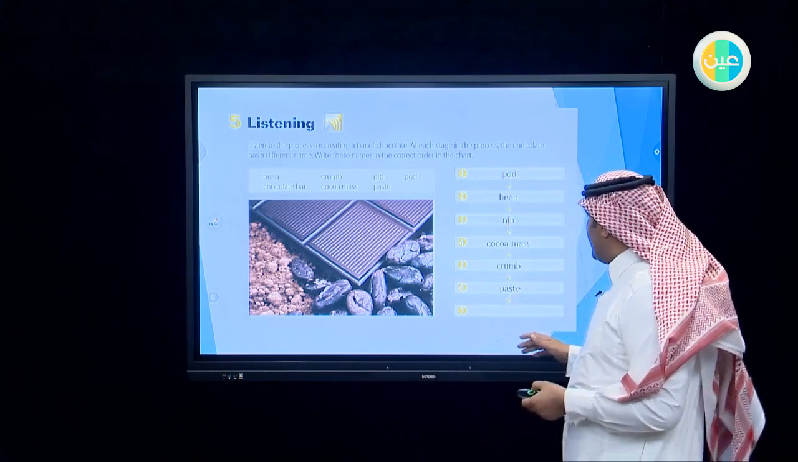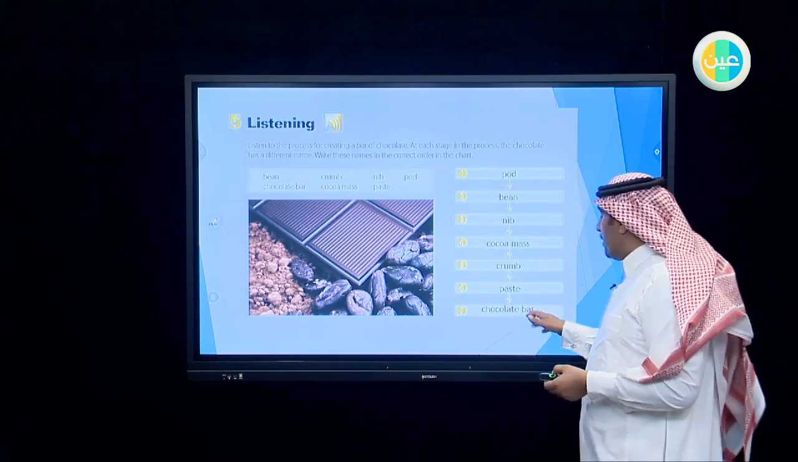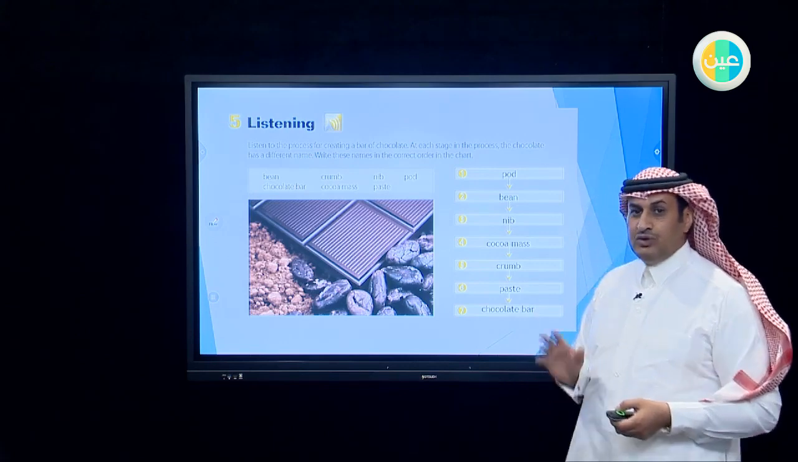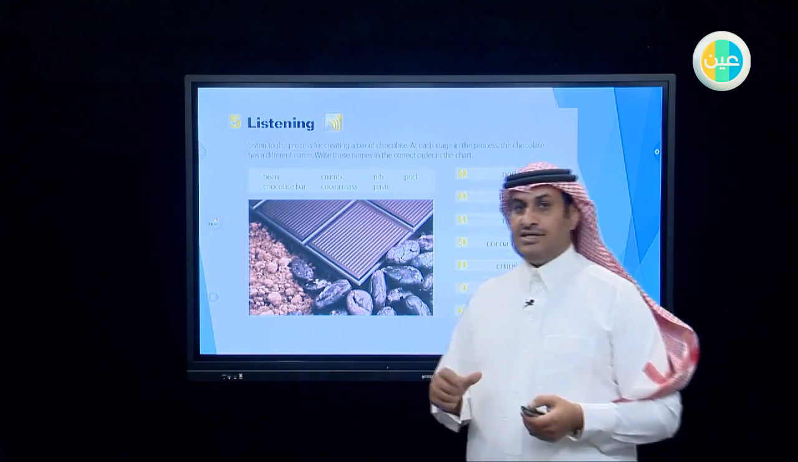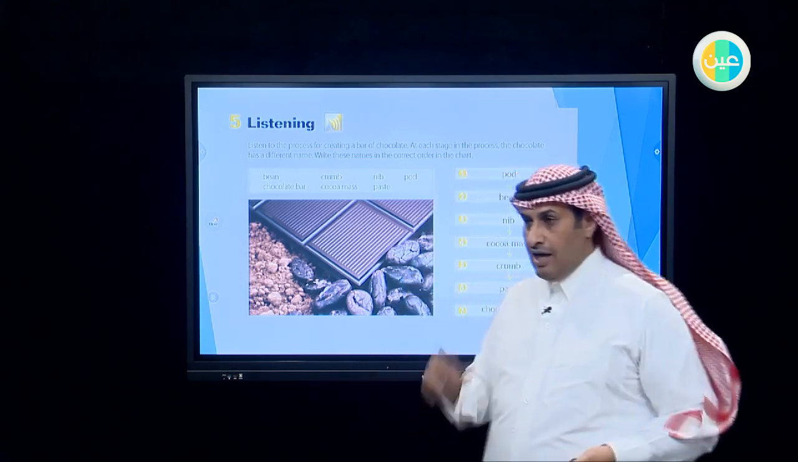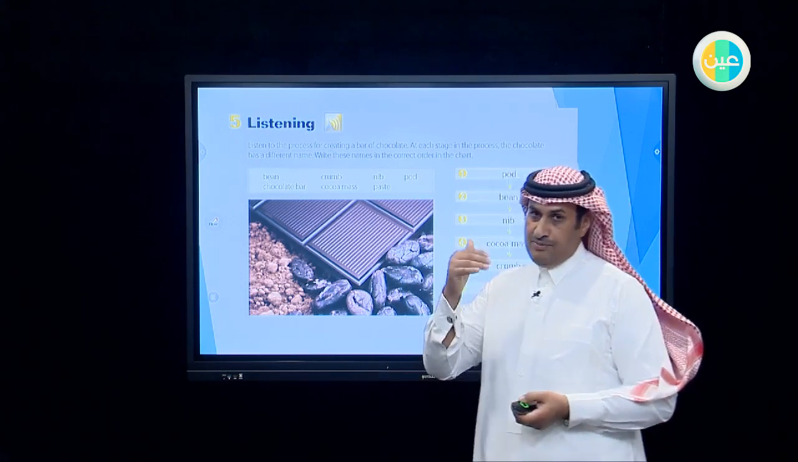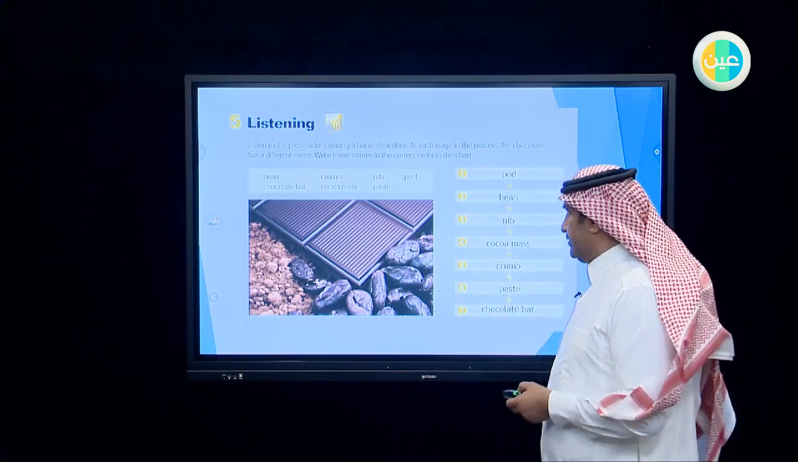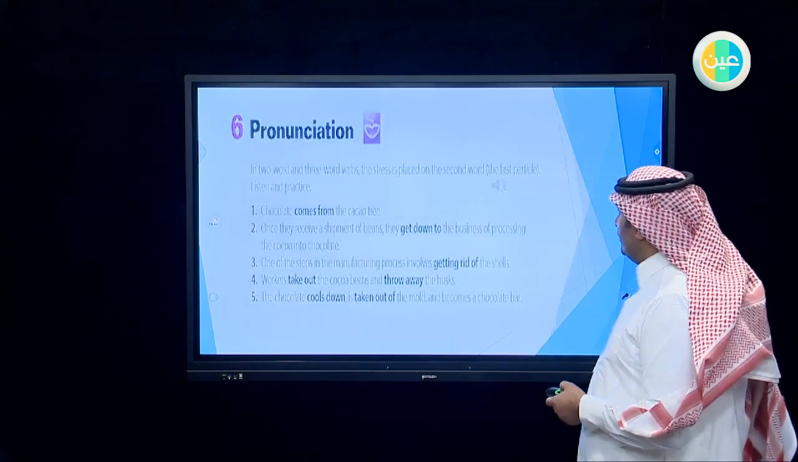After that, we can see that the chocolate bar comes ready to eat. This is the process, and these are the steps that you have to follow to make a bar of chocolate. There are many procedures and many steps you have to follow. Okay, this is about listening, number one.